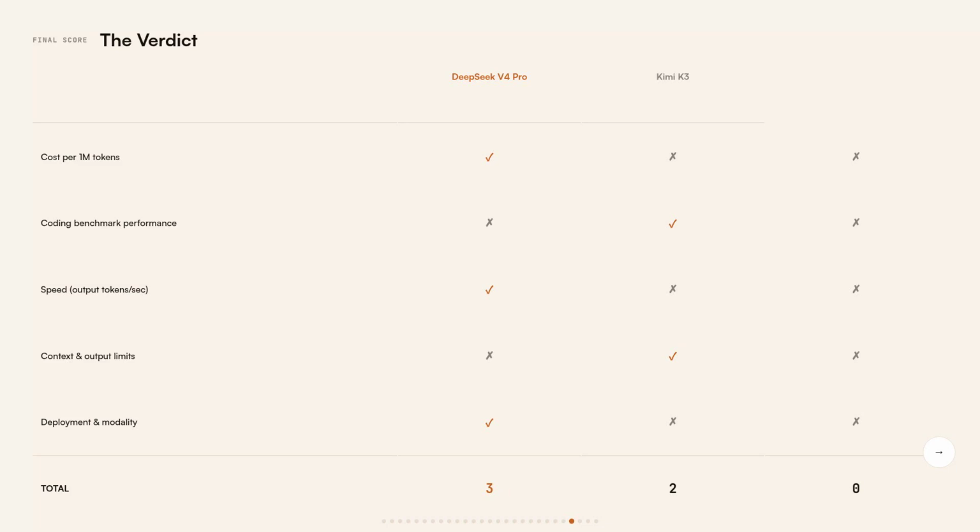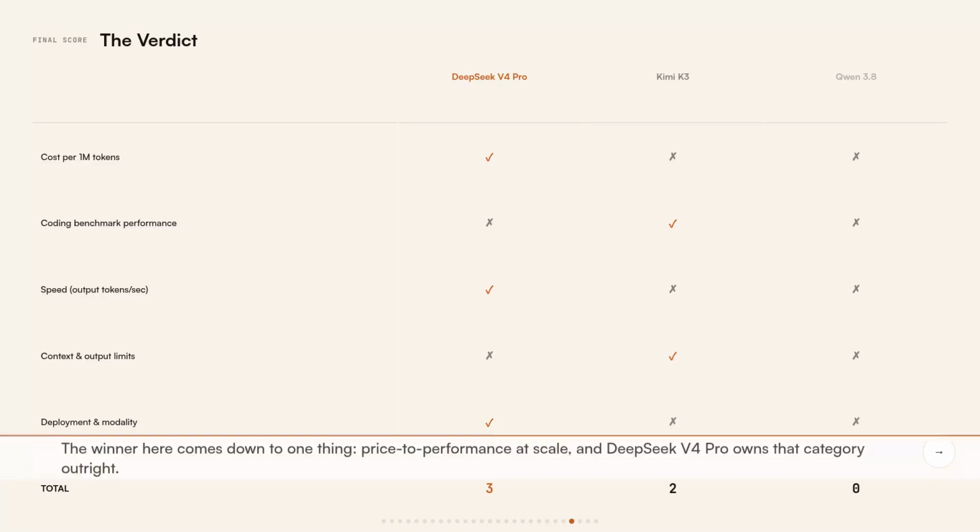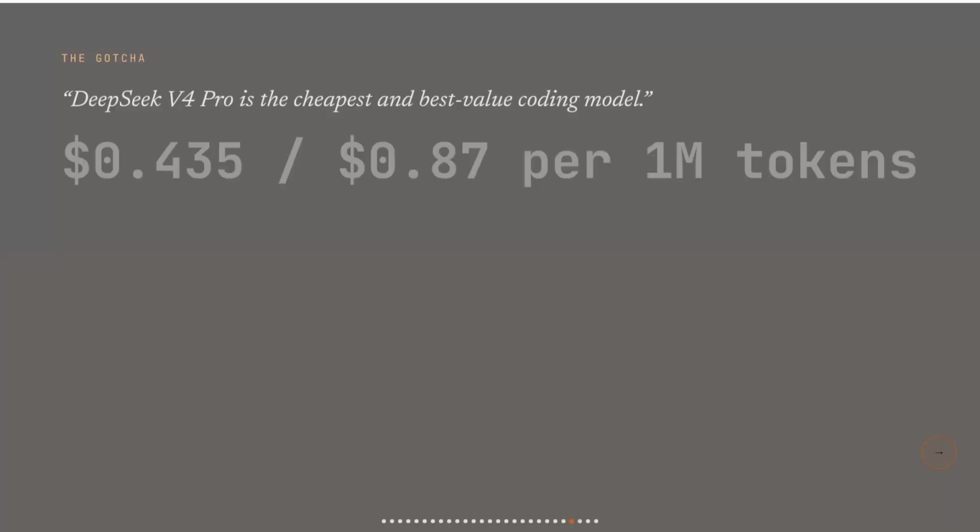If you need the absolute peak reasoning on the most complex, trap-designed coding tasks, and the budget isn't a constraint, Kimi K3 is worth the premium. Qwen 3.8 is the right call if you want a balanced multimodal model with a fully permissive license on its smaller variant, but understand you're trading away some coding performance to get there. The winner here comes down to one thing: price to performance at scale, and DeepSeek V4 Pro owns that category outright. Here's what the marketing pages don't tell you.